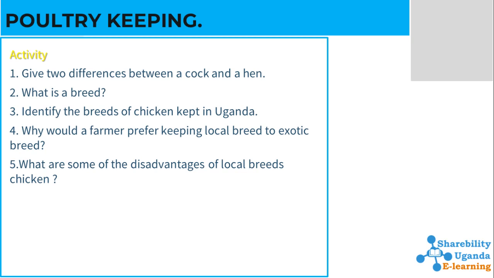As another simple activity to reflect on what we have covered, give differences between a cock and a hen. What is a breed? Identify the breeds of chicken kept in Uganda. Why would a farmer prefer keeping local breeds to exotic breeds? What are some of the disadvantages of local breeds of chicken?